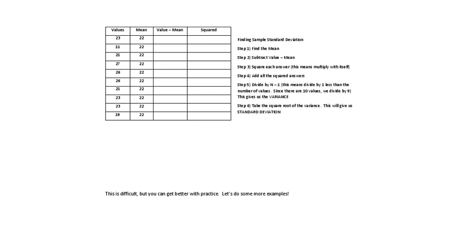So steps to finding the standard deviation. First is find the mean. Check, we did that already. Next is subtract value minus mean. Okay, we can do that. Well, 23 minus 22 is 1. 11 minus 22 is negative 11.